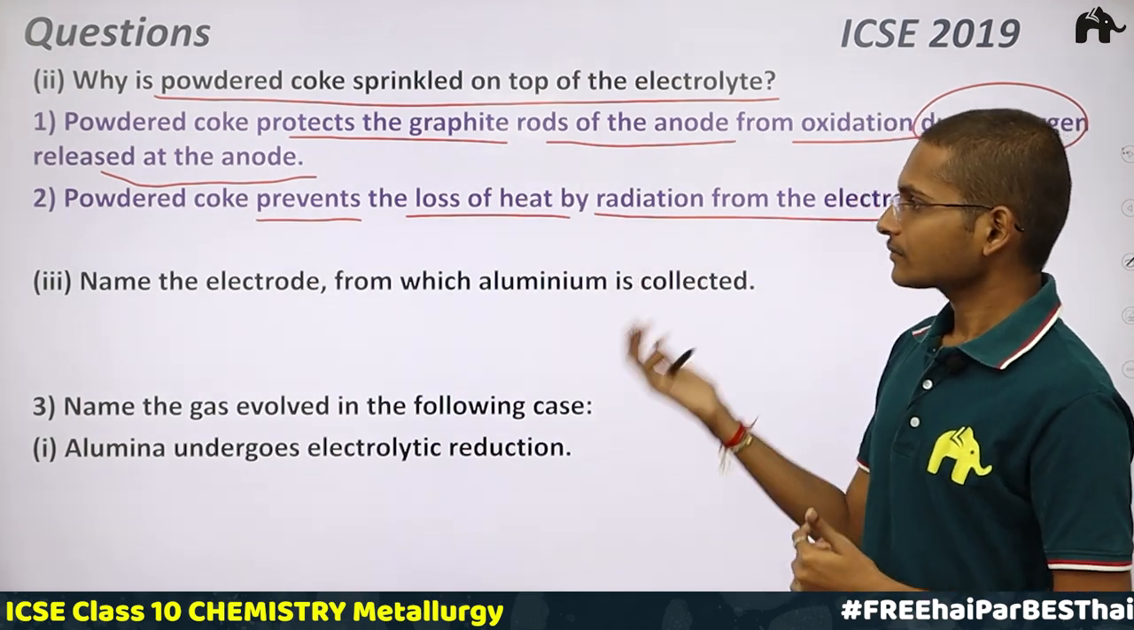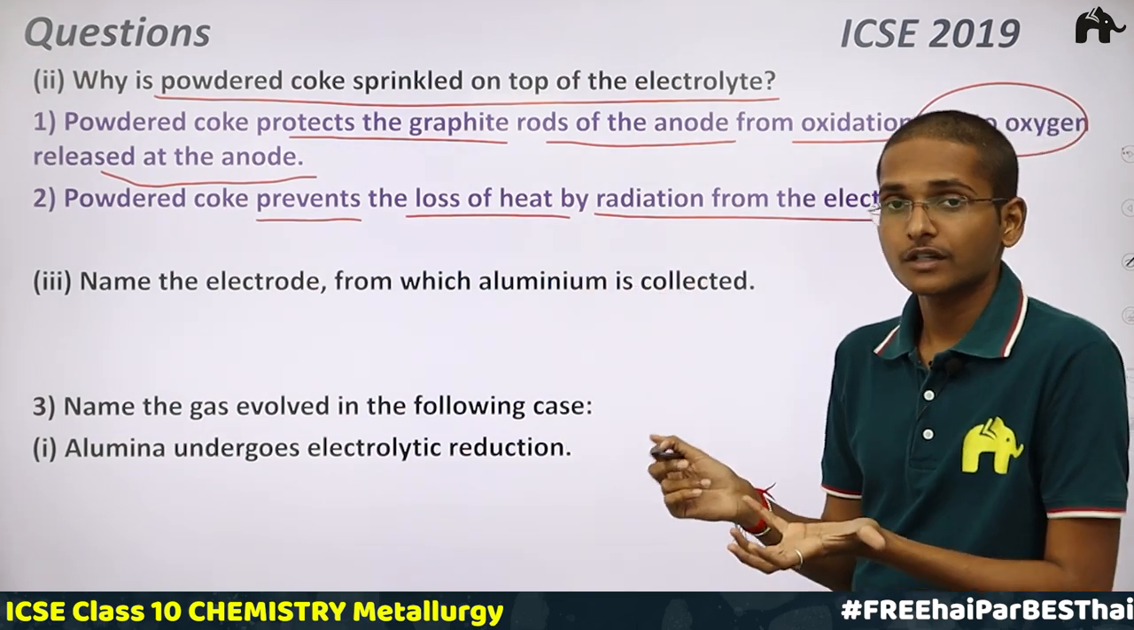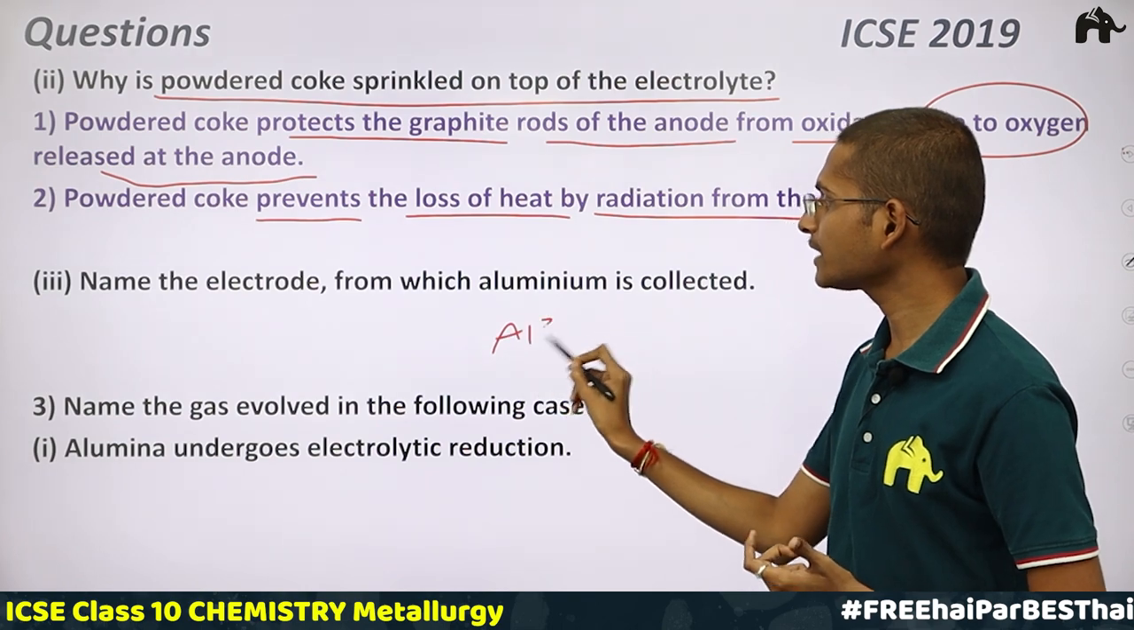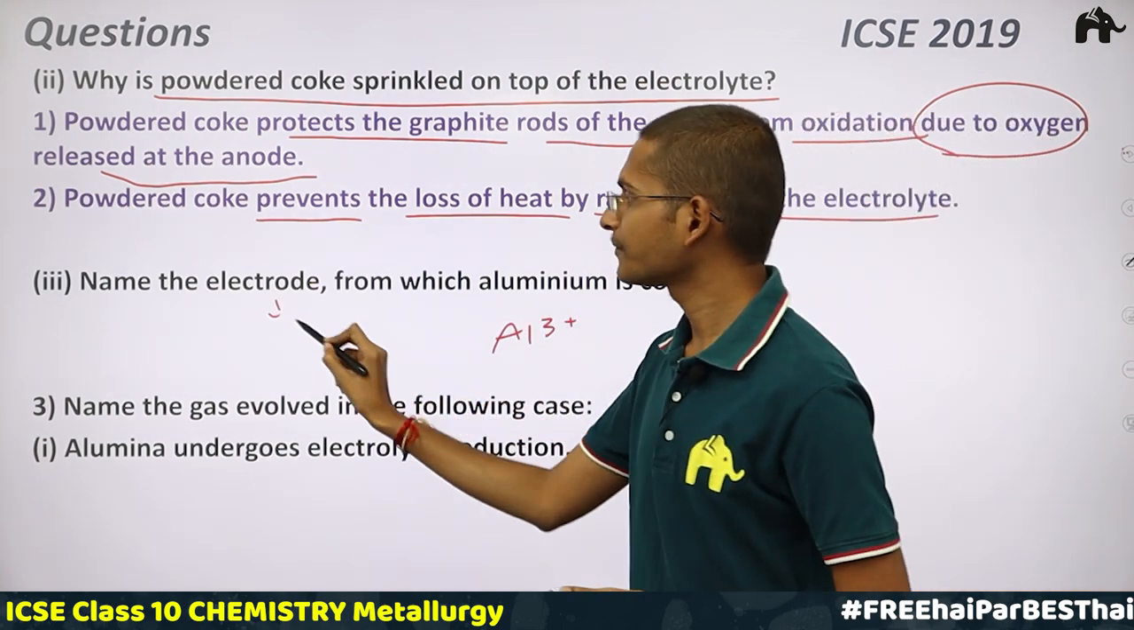Okay, next is, name the electrode from which aluminium is collected. Which electrode from which aluminium is collected, right? Aluminium ions migrate towards cathode, right? So which is the electrode? Cathode.